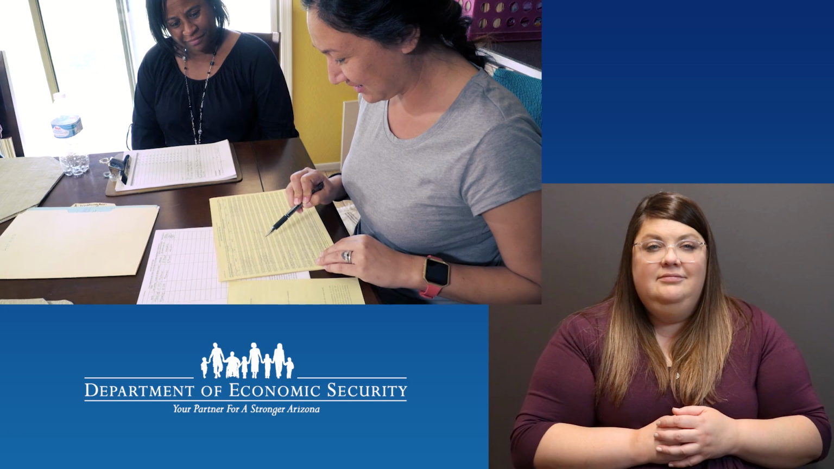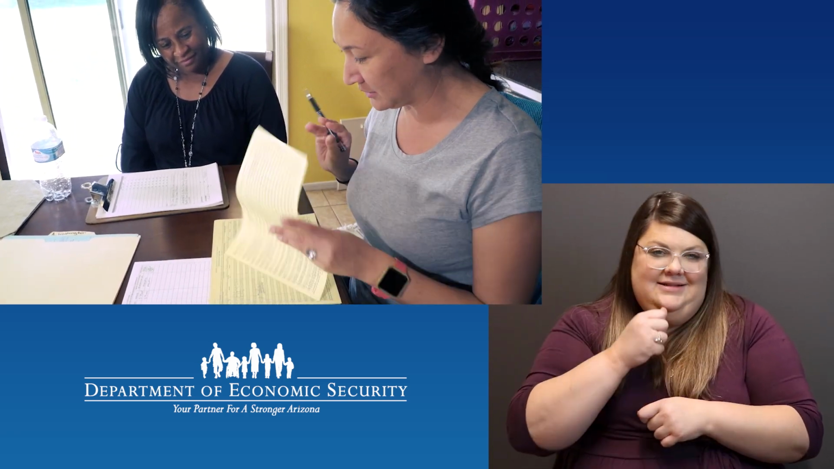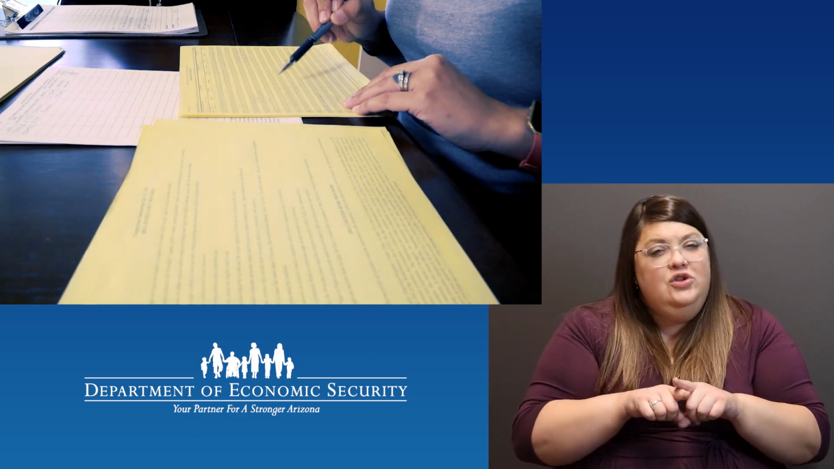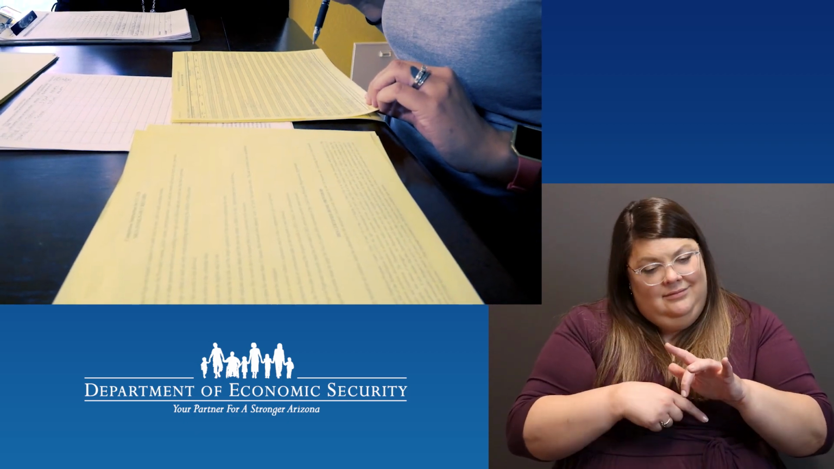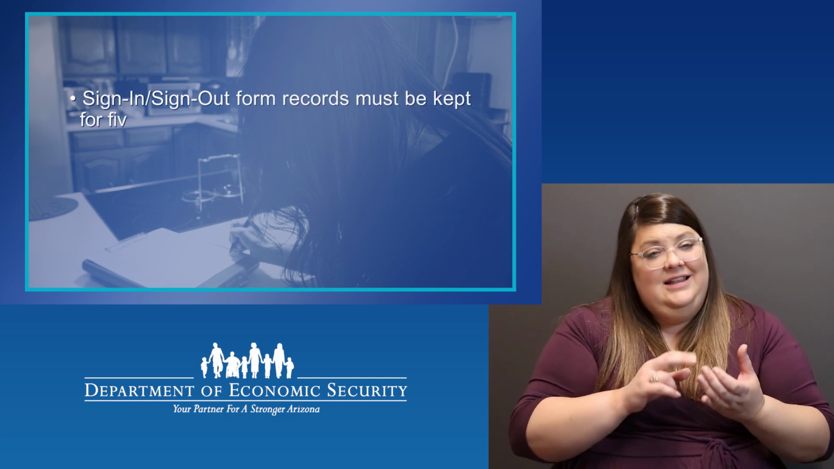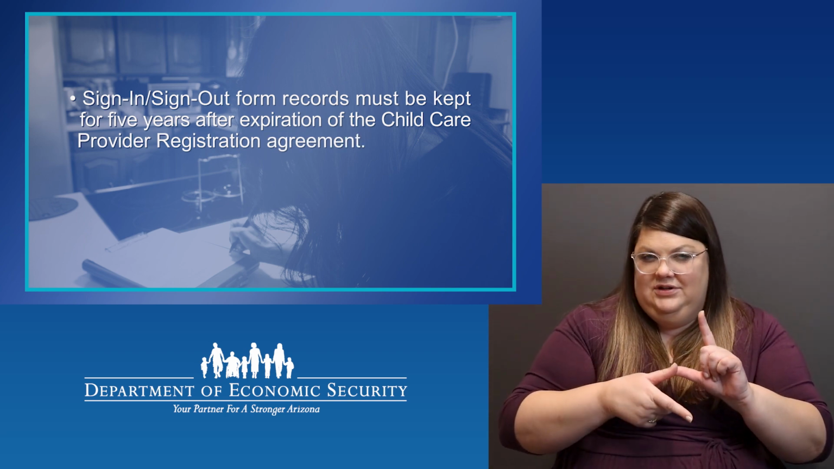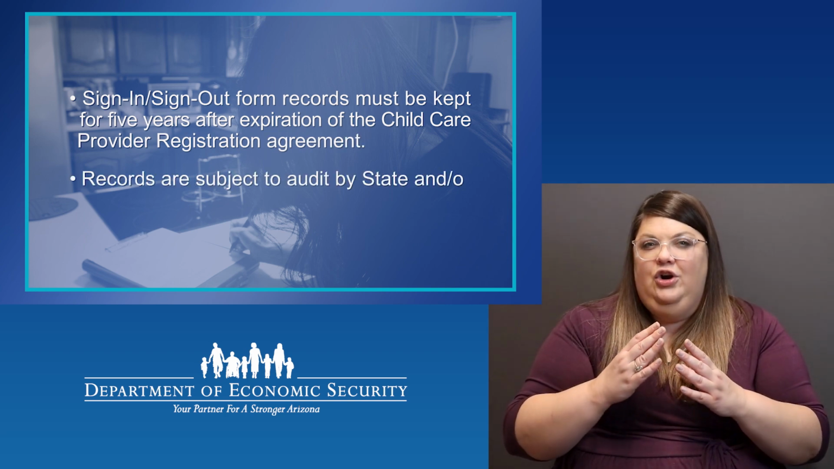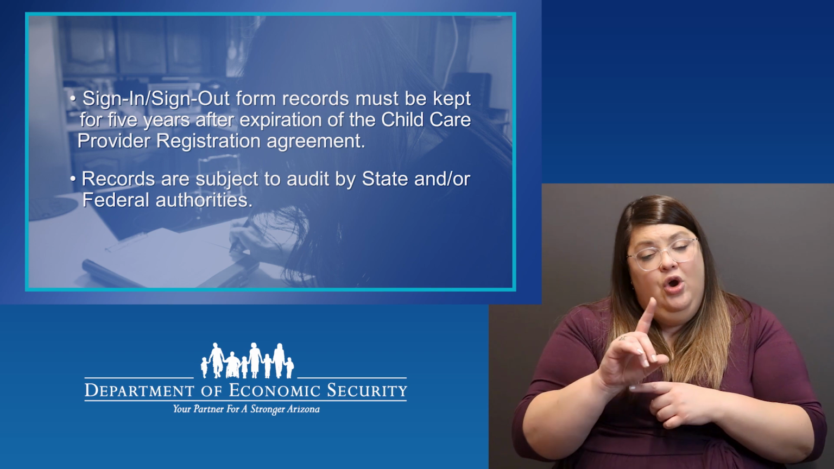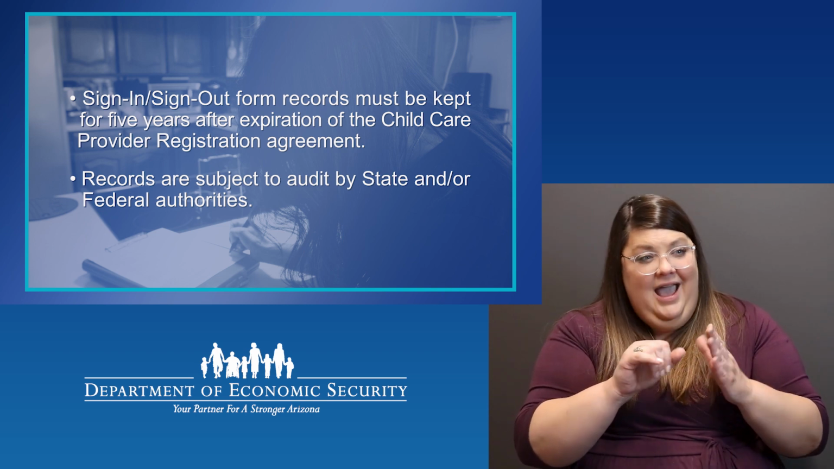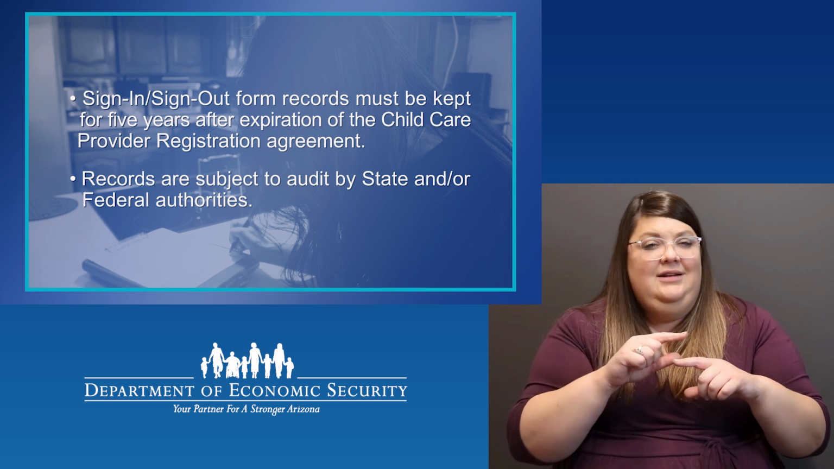You cannot file a supplemental bill to DES to capture absent days not previously claimed. Also, the maximum claimable paid absence through DES is 5 per month per child. In a scenario where this occurs, you may bill the client directly. Finally, sign-in, sign-out form records must be kept for 5 years after the expiration of the Child Care Provider Registration Agreement. Your books and records are subject to audit by the state and, where applicable, the federal government, to the extent that the books and records relate to the performance of the agreement.